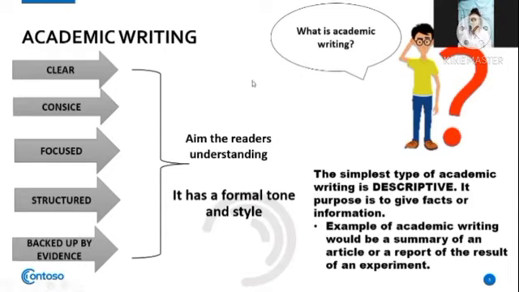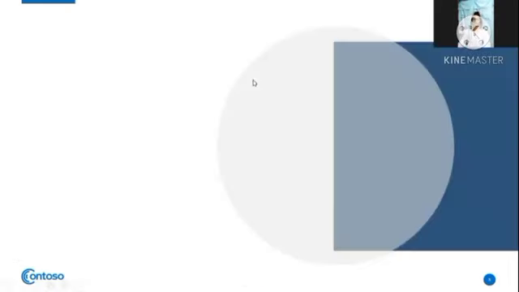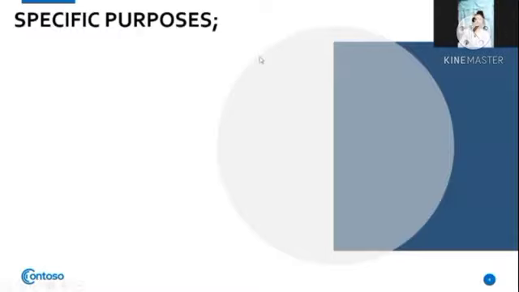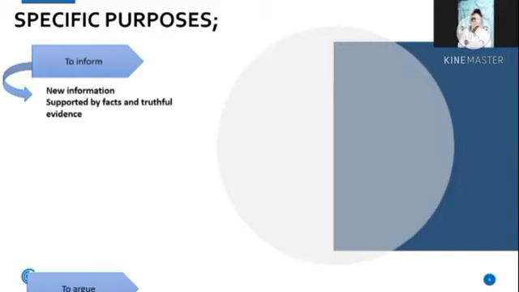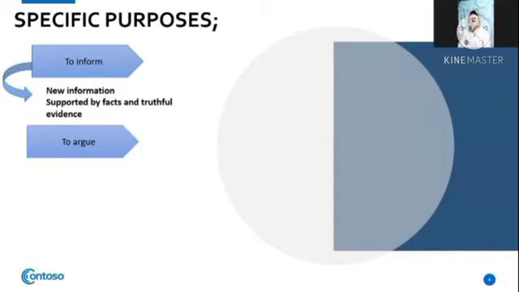Now let's proceed to the next topic, which is that academic writing has specific purposes. There are only 3 specific purposes in academic writing. First, the specific purpose is to inform. The purpose of writing to inform is to share facts and other information. Informational text such as a report makes statements that are supported by facts and truthful evidence.